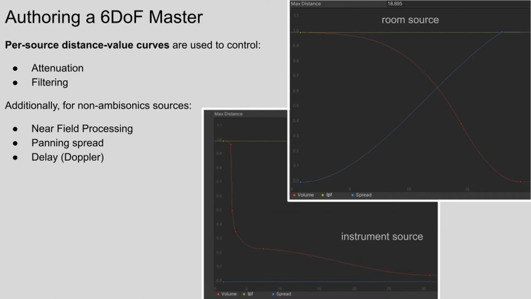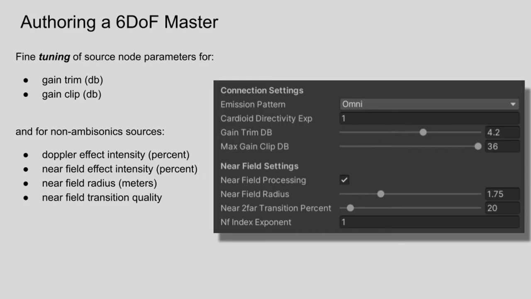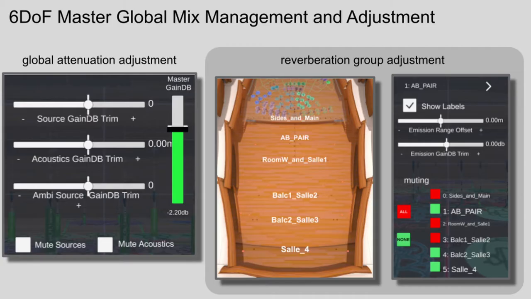For each source, we can describe curves to define these parameter values as a function of distance. We can also define source node parameter values directly, which is especially useful when fine-tuning the mix. Authoring techniques borrowed from conventional mixing approaches allow for instant adjustment of isolated, partial, or total mix element groups. The scene's parameters are adjusted interactively across a number of different listening positions, iteratively refining the mix.